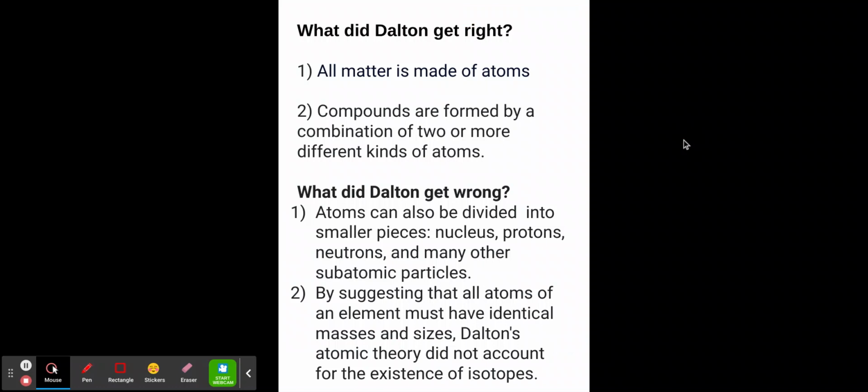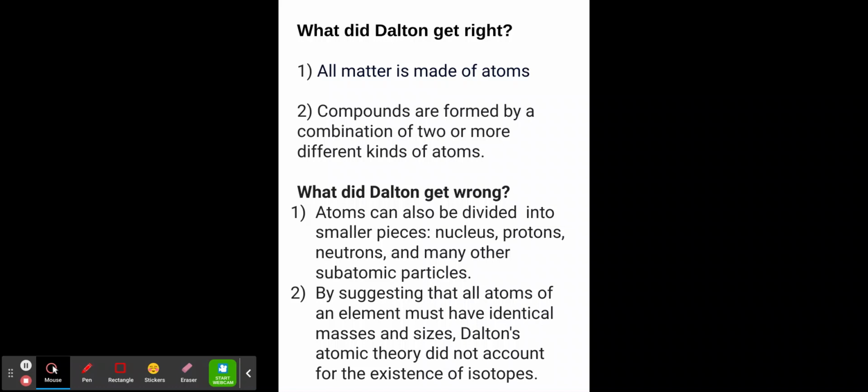So, what did Dalton get right? First of all, he was right that all matter is made of atoms. Everything we know of, anything that takes up space and has mass, is made of atoms. He was 100% correct about that. Secondly, compounds are formed by a combination of two or more different kinds of atoms. So if you have a hydrogen and an oxygen and they combine to create H2O, that is a compound. He was 100% correct about that.